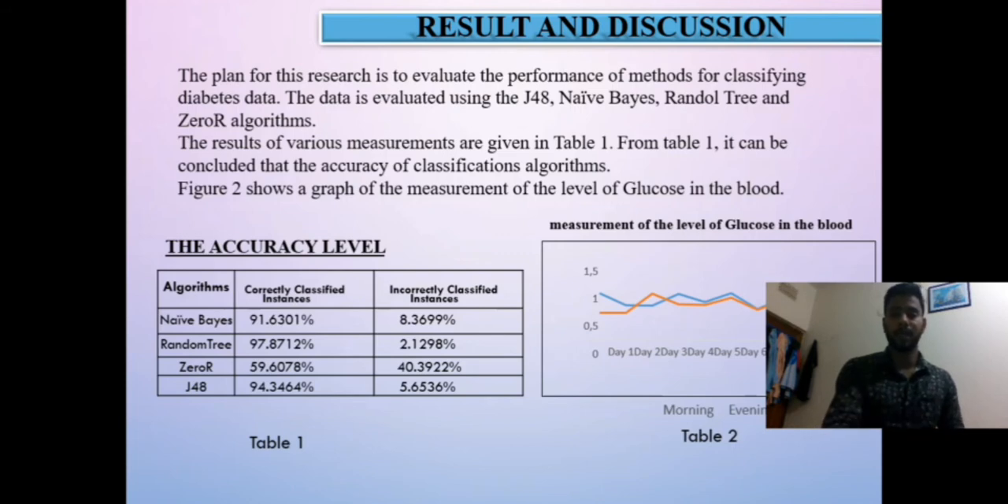We also see table 2. Here is the graph of the management of glucose level in the blood. If we see the two lines, one of them is orange and one of them is blue. Looking at this day by day, they are close to each other. So we can understand that the glucose level gradually decreases with this application.